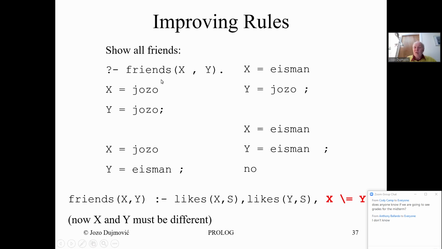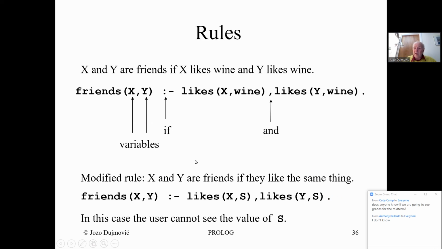So if you say friends are X and Y, it is going to tell you who is X, who is Y. However, the first thing that I want to mention here, you will never know what they have in common. So maybe somebody likes tennis and the other person also likes tennis, and you are going to get that they are friends, but you are not going to know what is common between them, this S. That's the first comment.